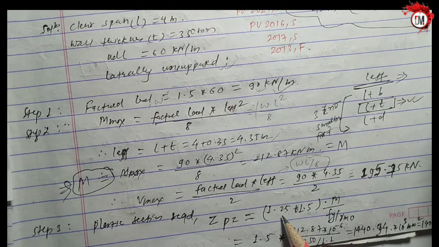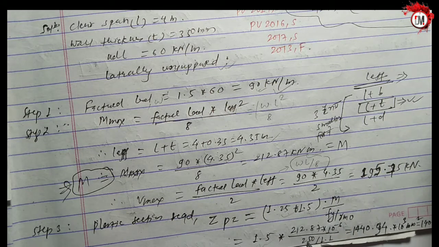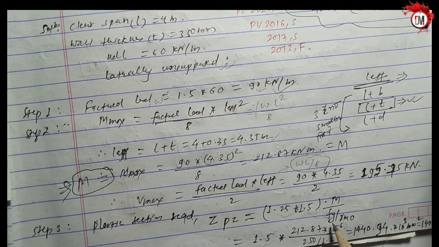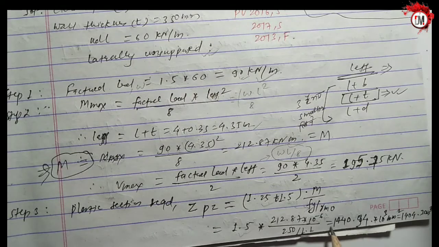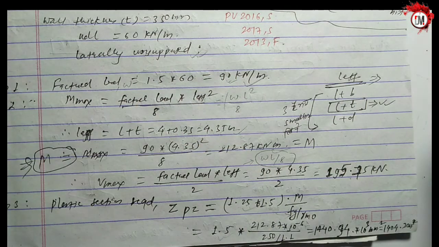Here we will take the factor as 1.5, and M we already calculated as 212.87 kilonewton meter, into 10 to the power 3, by Fy by gamma M0. Fy equals 250, as we already know, and gamma M0 is the partial safety factor, whose value is 1.1. After calculating, we get 1440.94 into 10 to the power 3 mm cube, that is 1440.94 cm cube. Now we go to the next step.